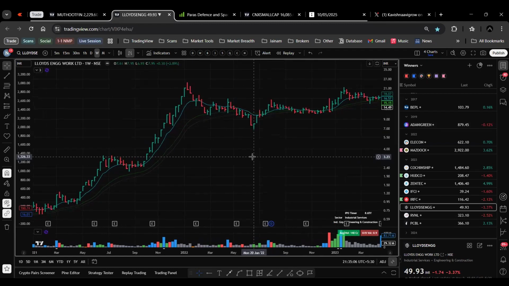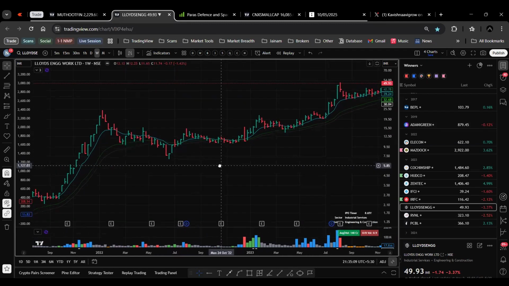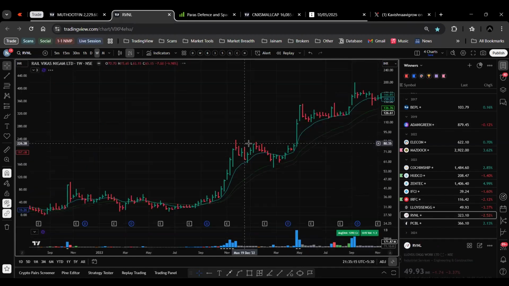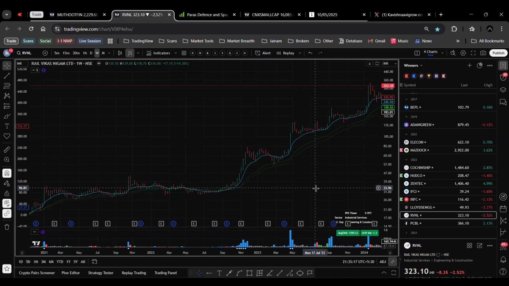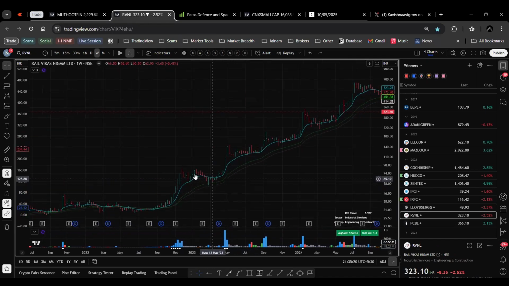they took their time. They formed a base of at least 4 to 6 weeks. Smaller bases form only when we have already broken out of a big base. RVNL. See, do you see that there are no one week bases. All of them took their time. These long term structures take time to develop, and these big moves emerge out of these long term structures.